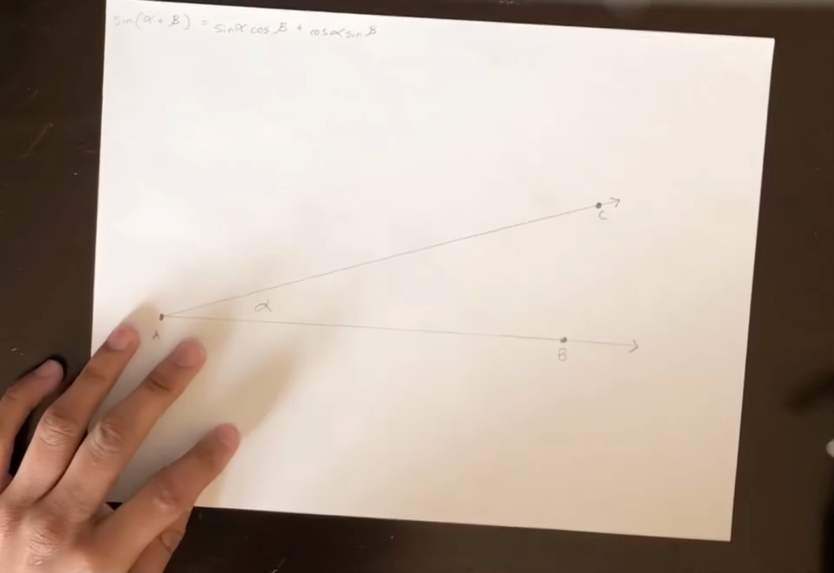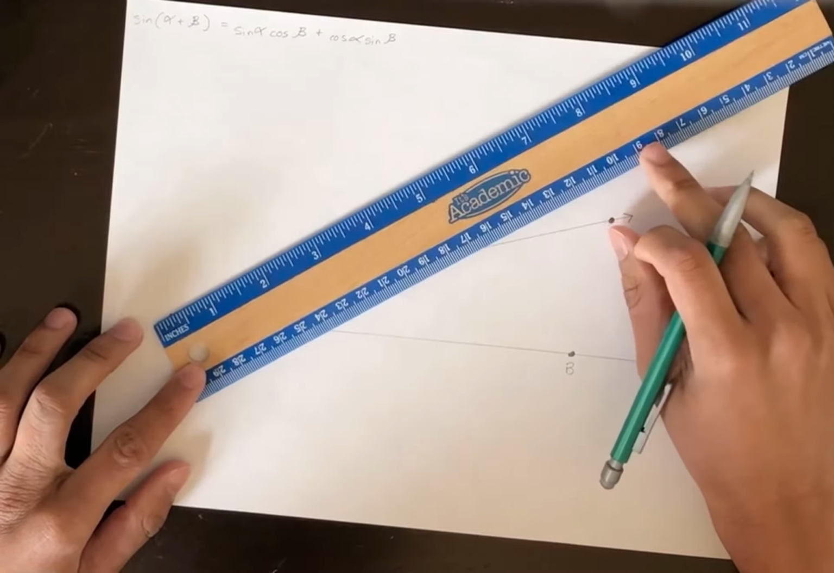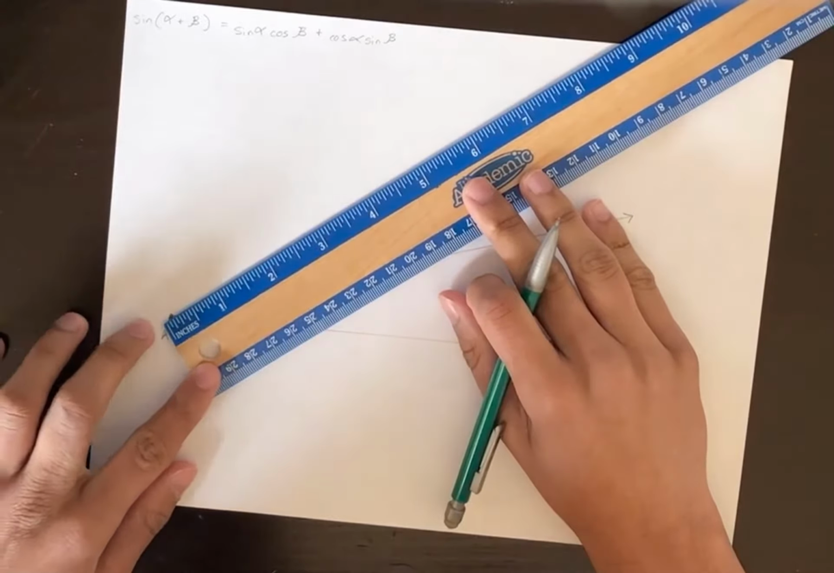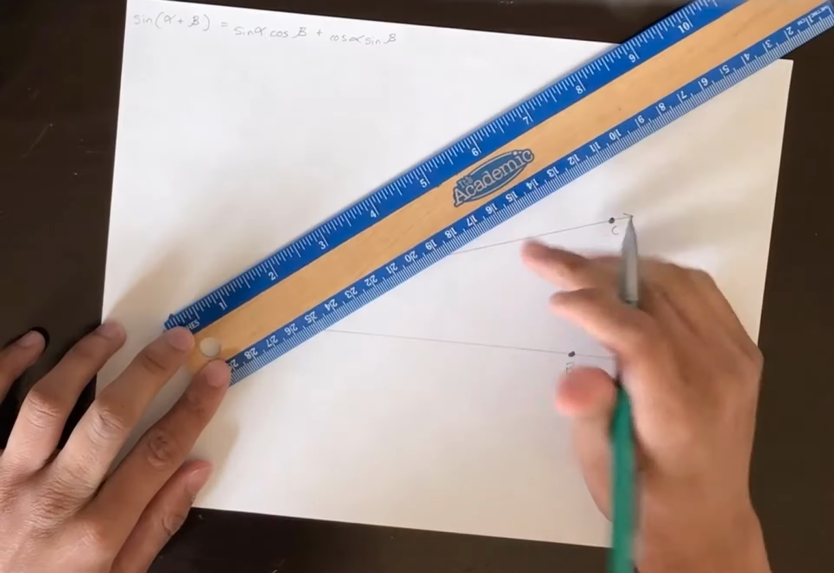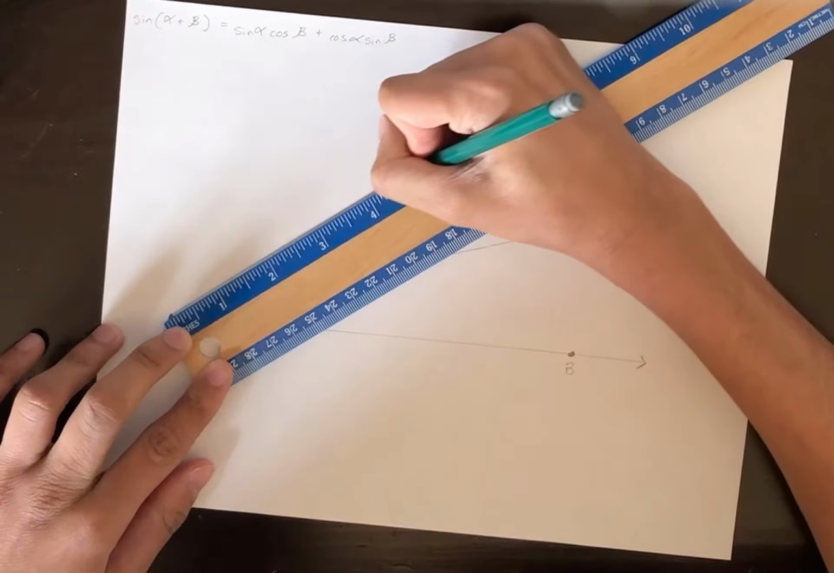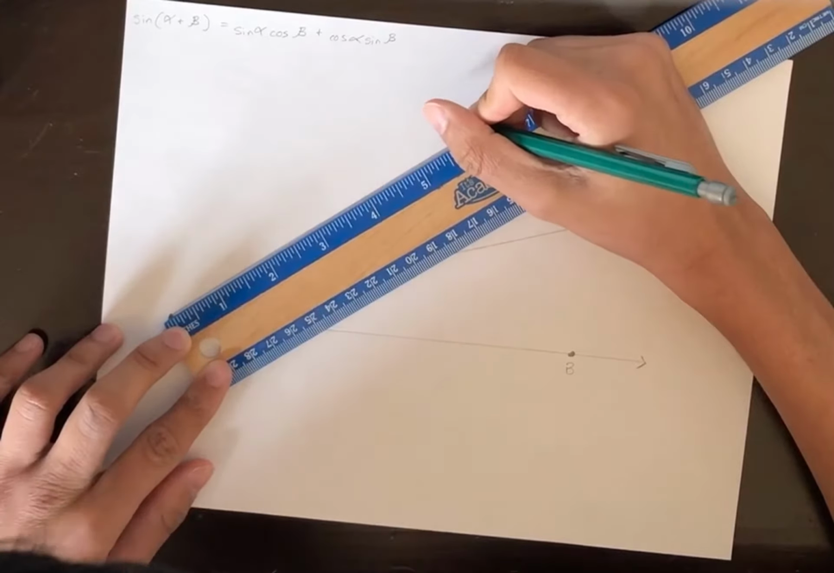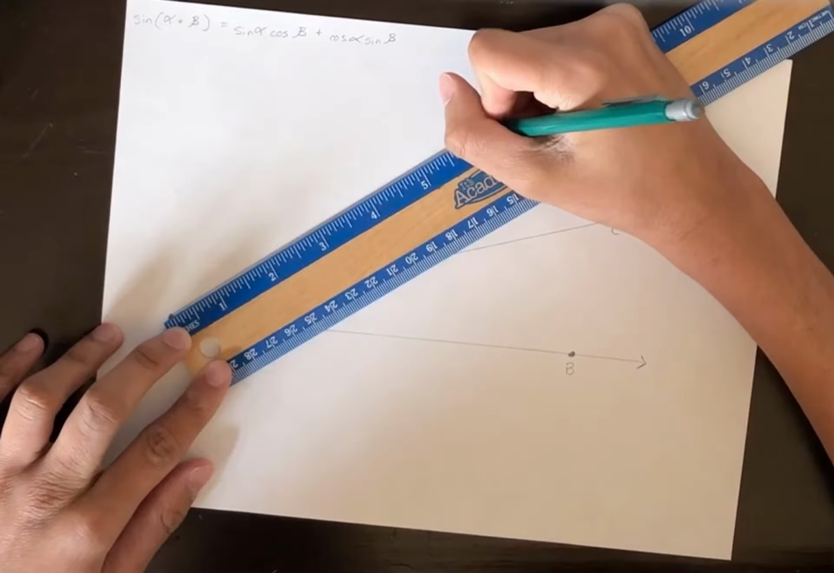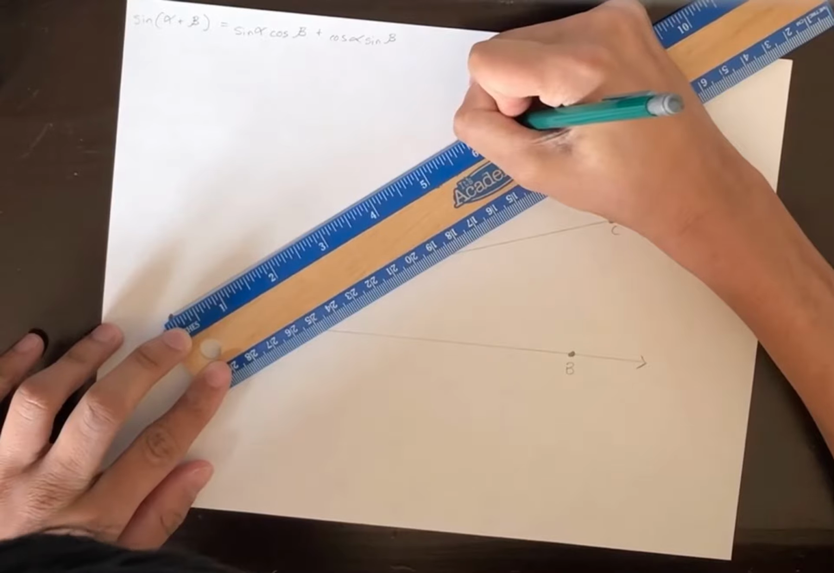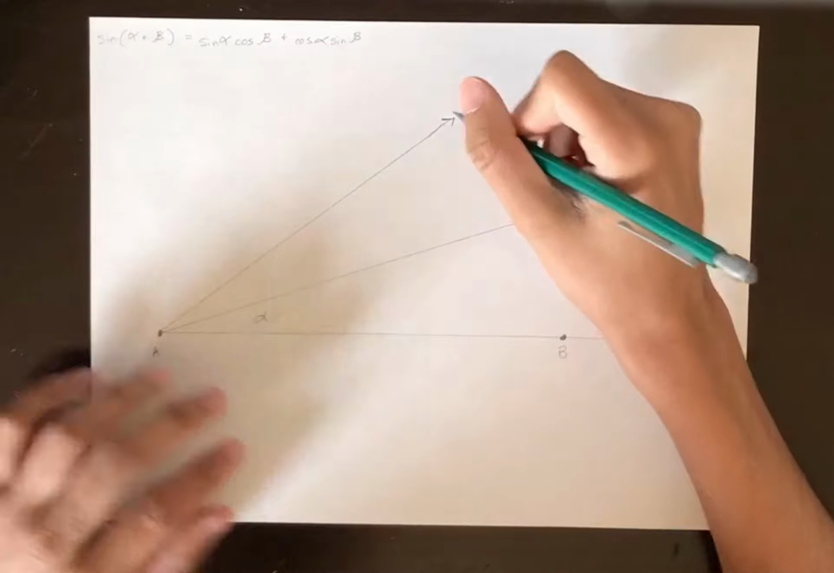Next, you want to make another rotation, a bit more than the last one, and then draw another ray. It doesn't have to be as long. You can make it as long as the last one if you want, but it doesn't really need to. And then you want to label a point near the end with D, and that'll create an angle DAB.